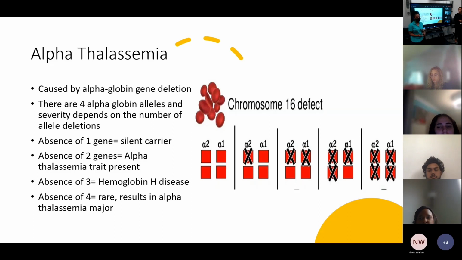If you're only missing one gene, you're a silent carrier, meaning it's very unlikely that you're going to display symptoms of anemia. If you're missing two, then the alpha thalassemia trait is present, meaning you will have mild to moderate symptoms of anemia. If you're missing three genes, you have hemoglobin H disease, meaning moderate to severe symptoms of anemia. Finally, if you're missing all four, which is very rare, it results in alpha thalassemia major, the most severe form of alpha thalassemia. If a baby is born with all four genes missing, it can result in hydrops fetalis and ultimately lead to premature death of the newborn.